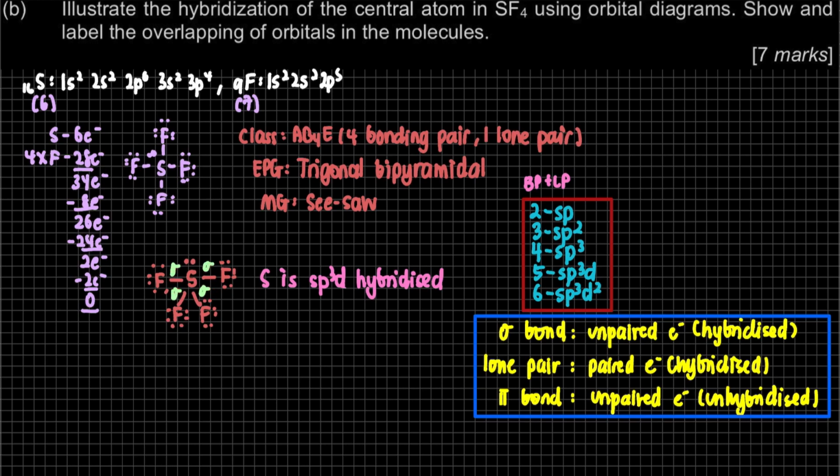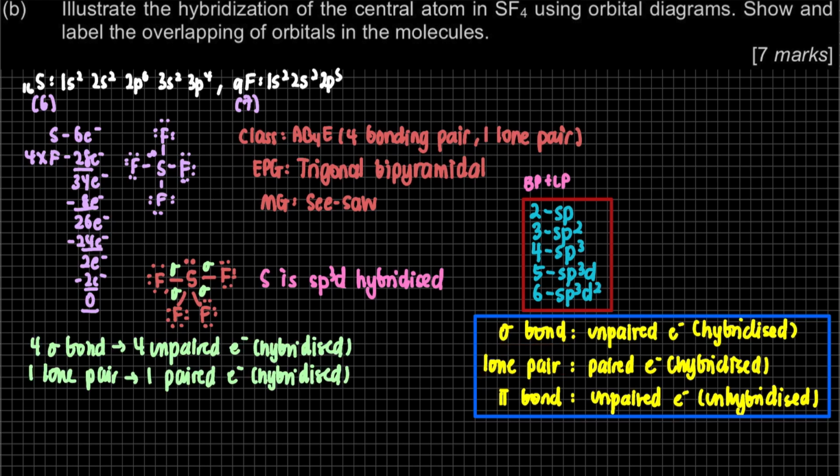So we only have 4 sigma bond. So I'm just going to label that 4 sigma bond, 1 lone pair. What does it mean? In this case, 4 sigma bond means that we need 4 unpaired electron for the hybridized orbital, and 1 lone pair means that we will have 1 paired electron in the hybridized orbital. Again, the hybridized must be sp3d hybridized. Then now we may start with our ground state, excited state, hybridized state.